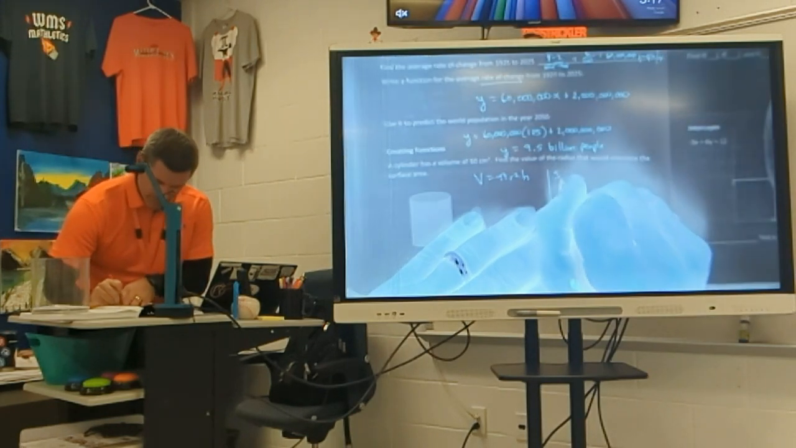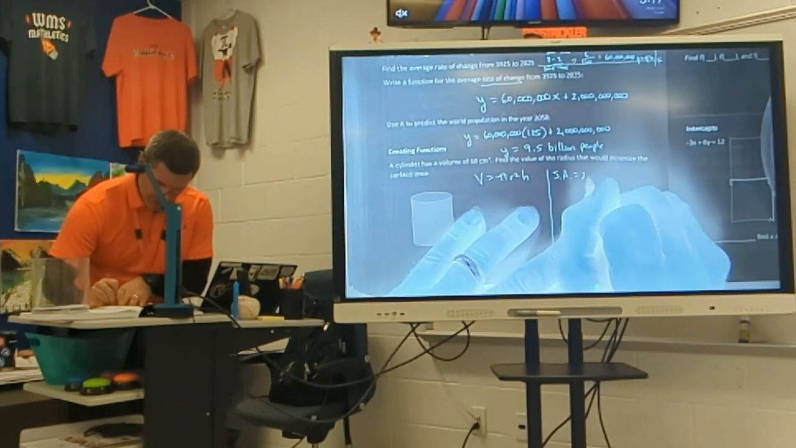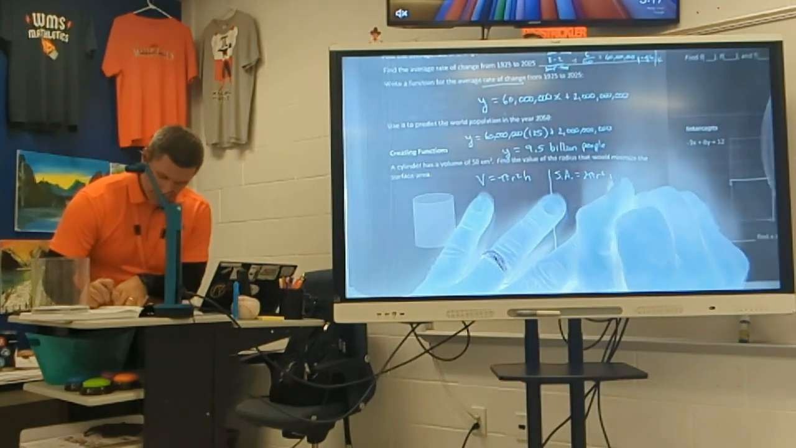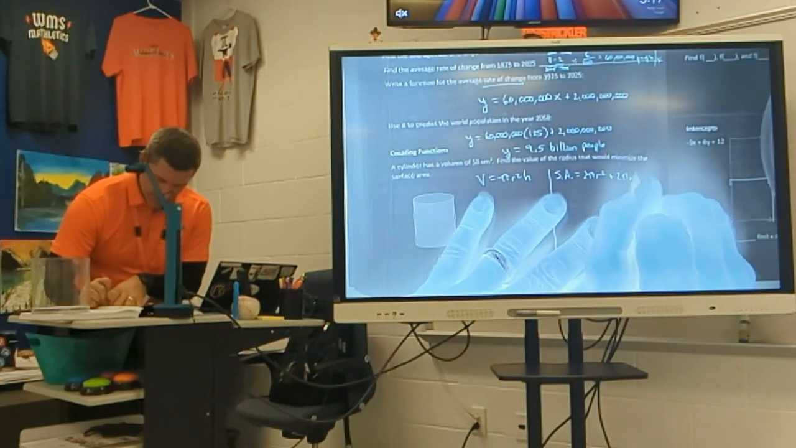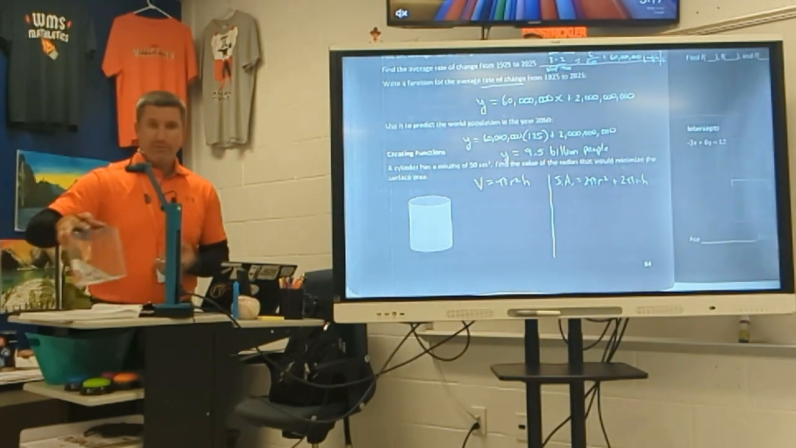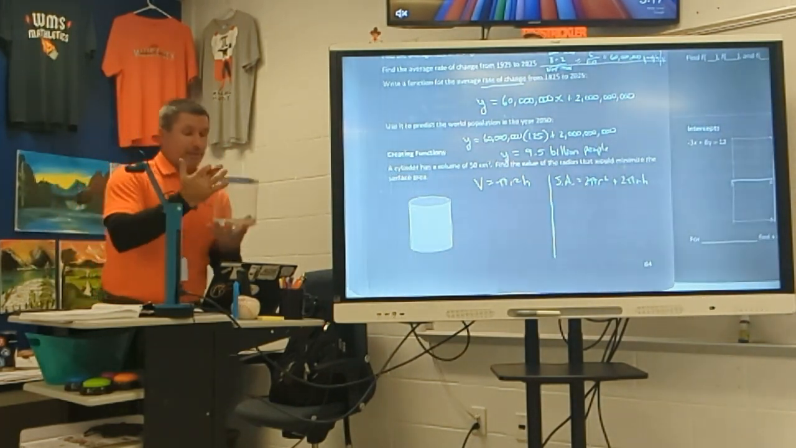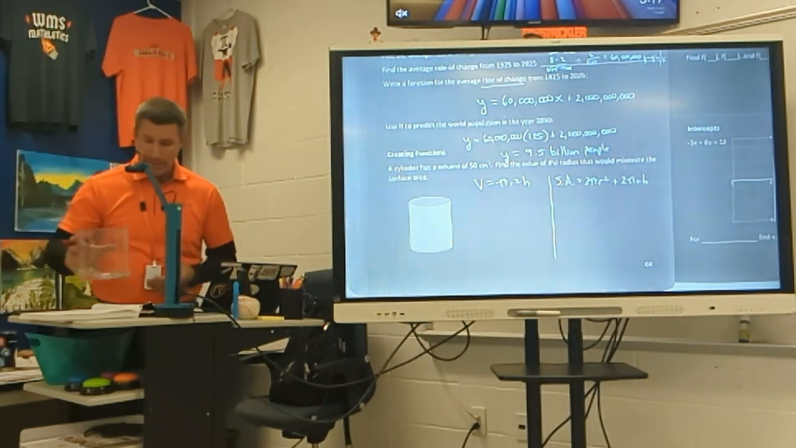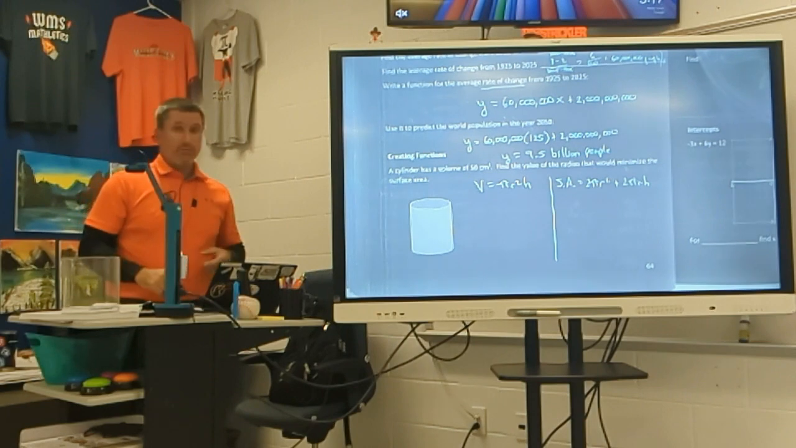So that would be, follow me, 2 pi r squared, or also known as 2 circles, plus 2 pi r h. And notice that 2 pi r is the circumference, which is the distance around the circle, times the height. That's how you find the area of that lateral face right there. Okay. We're going to solve for one, plug into the other.